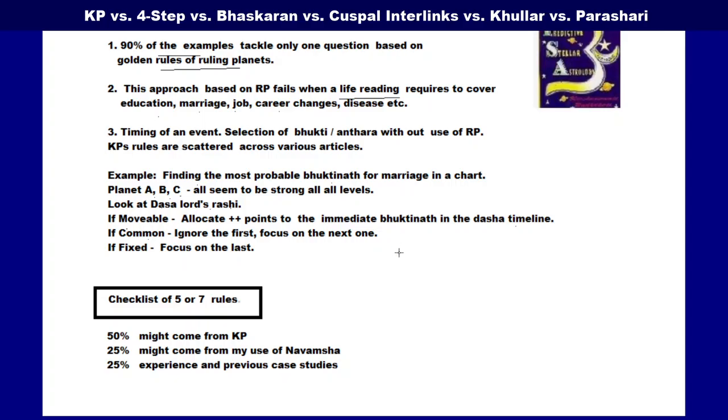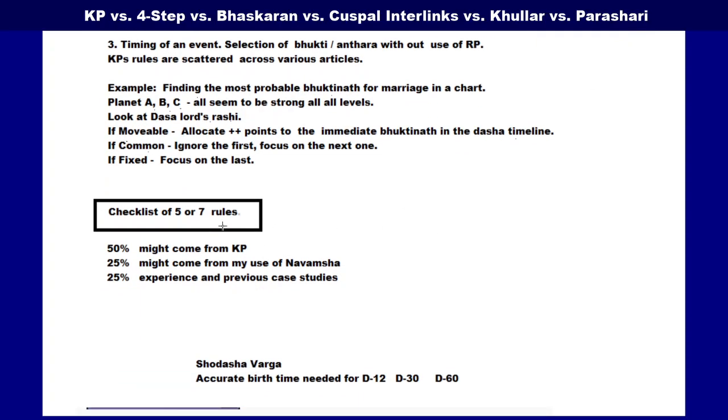And so this is how you have to create a checklist. You have to create a checklist of 5 or 7 rules about how to eventually find out the significators that are going to bring about a particular event. Let's say you are into KP, and I'm not saying that you shouldn't use old astrology.